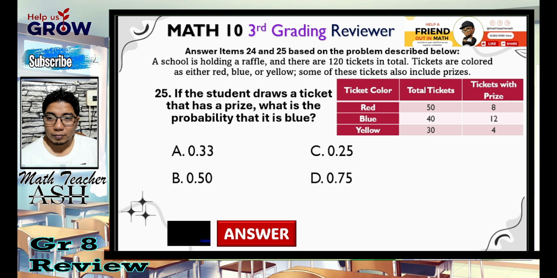All right. So let's go to question number 27. A coin is tossed and a number cube is rolled. What is the probability of getting heads on the coin and a number greater than 4 on the number cube? Is it A, 1/12, B, 1/6, C, 1/4, or D, 1/3? I'll give you 5 seconds to think about your answer.